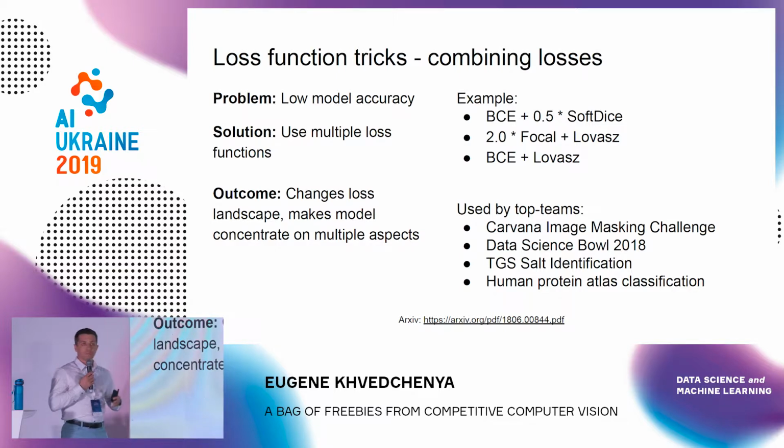It's very common to combine cross-entropy with a soft dice loss, or use a focal loss plus Lovasz loss, or figure out any other combinations that you can think of. It's proven to work consistently on the Carvana masking challenge, on the Data Science Bowl, on salt identification, and we see constant top performing teams using these tricks, and it really helps.